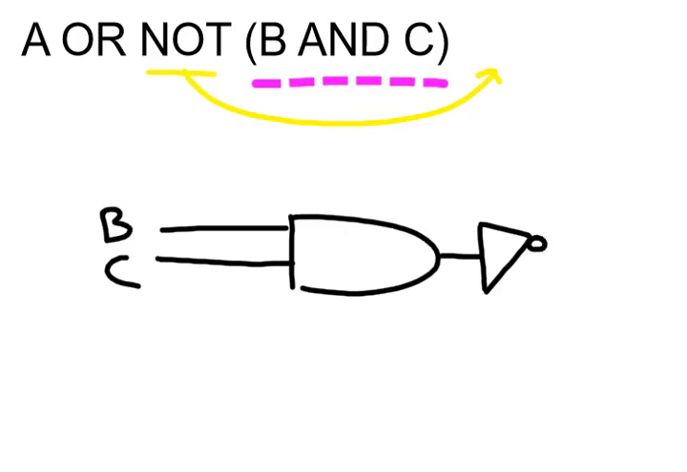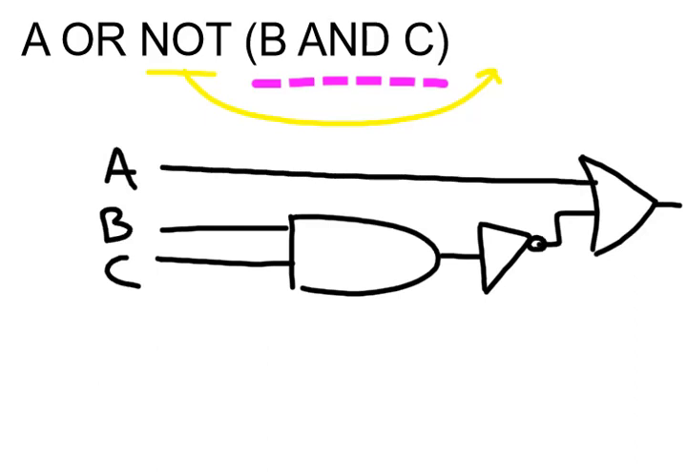All we've got to do now is the OR gate. So we draw the OR gate in, connect that up, and then plonk the A in, because it's A or B and C not. So it's a notted version of B and C, and that's how you do it. So remember, it's the brackets first, then it's the nots, then it's the ands, then it's all the ors.